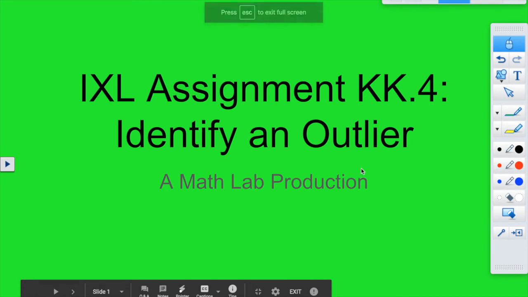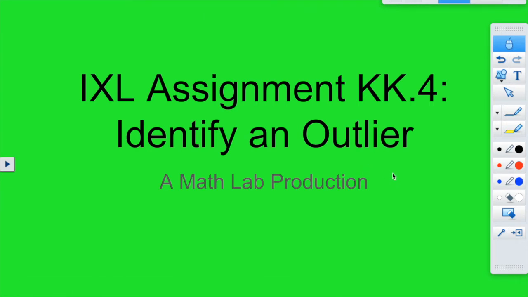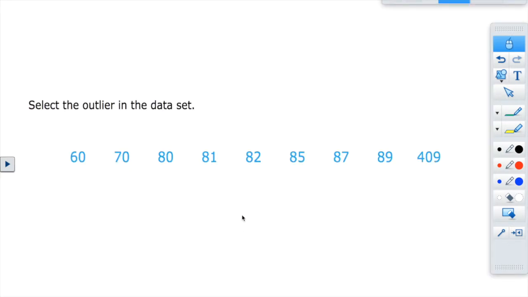Hello. Today we are going to do IXL assignment KK4, identify an outlier. We have a data set. You can see the numbers in the data set. Our lowest is 60. Most of them are grouped together, and then we have one number, 409, that is way above any of our other data points. So that will be the outlier, and let me show you why.